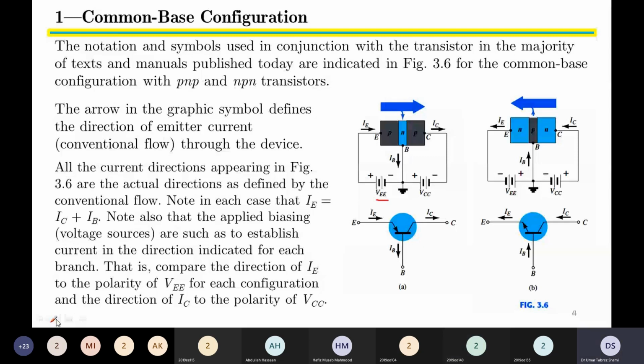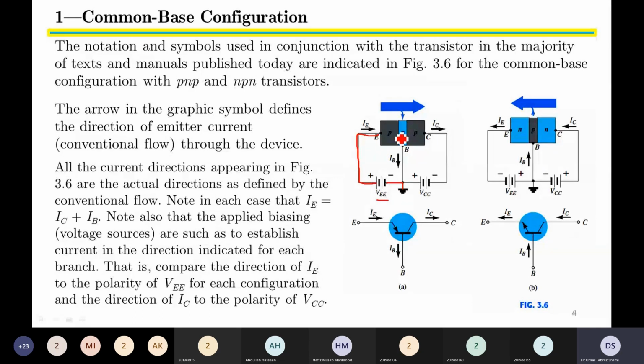So let us look at figure 3.6 part number A. The voltage source VEE is connected such that the negative terminal is connected to the ground, whereas the positive terminal is connected to the emitter. Now, in the PNP case, the emitter is of P-type material and the base is of N-type material. So let us just focus on emitter and base at this time. The emitter is P-type material and base is N-type material.